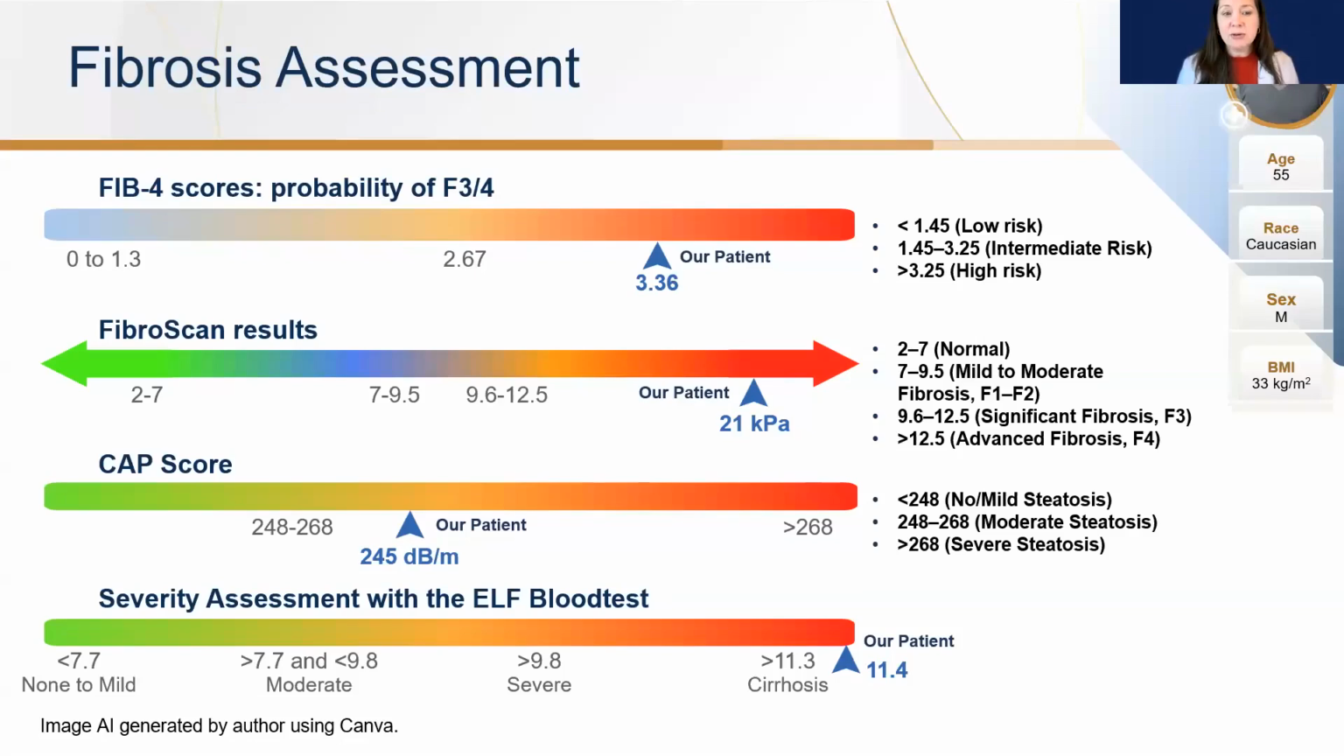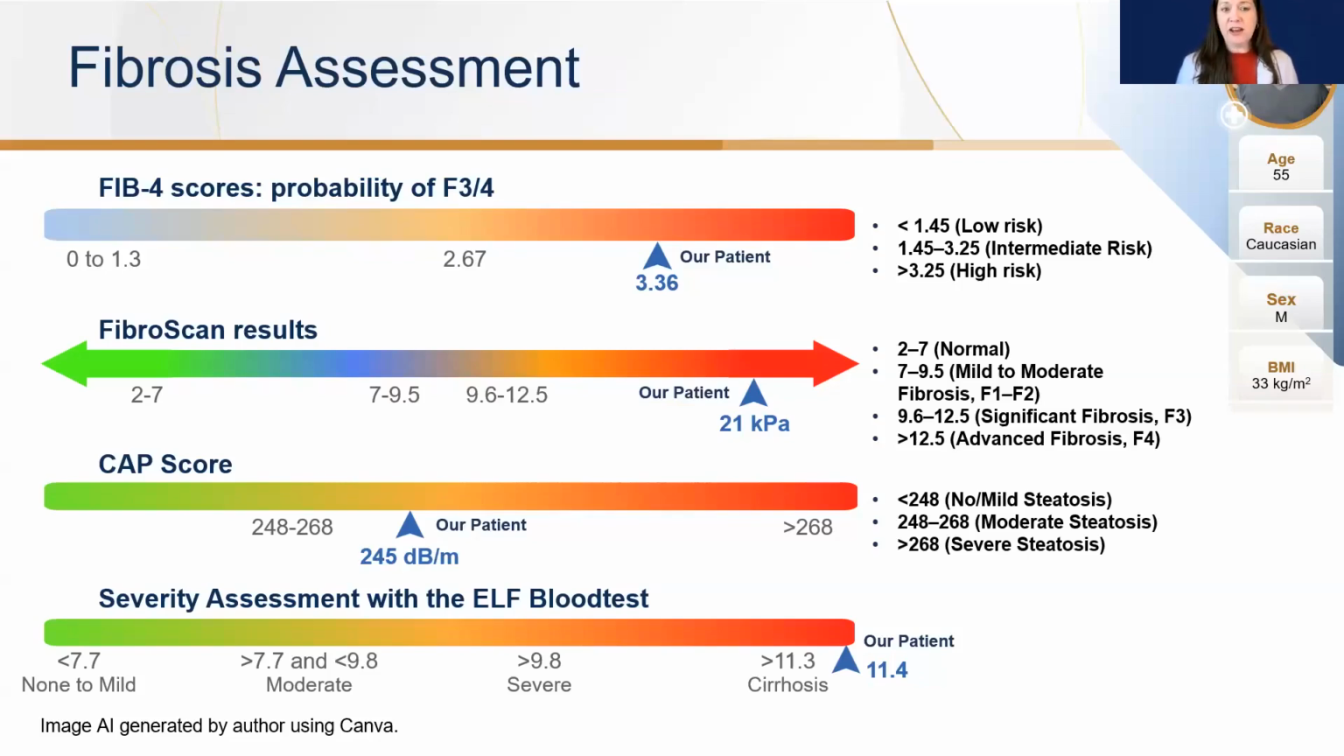When we get that FibroScan result, 21, which is definitely concerning for advanced fibrosis. Anything over 20, we really think about cirrhosis in that patient. And then his CAP score is 245, mild steatosis here instead of in the previous patient where it was more moderate. But despite that lower CAP score, we're still seeing signs that are all consistent with cirrhosis of the liver here.